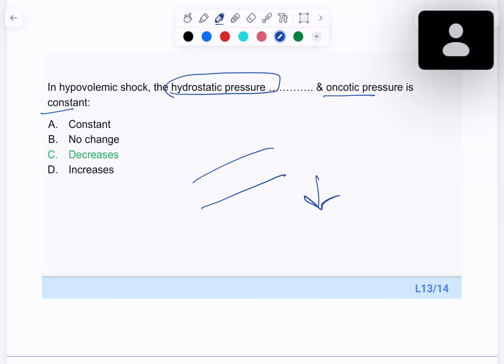Oncotic pressure is unaffected because you don't have anything that is affecting the particles themselves that are causing oncotic pressure. So no change in the liver, for example, nothing related to oncotic pressure is happening. It's only hydrostatic pressure of the blood that you're losing, since you don't have enough blood to exert this pressure. Tamam? Does that make sense?